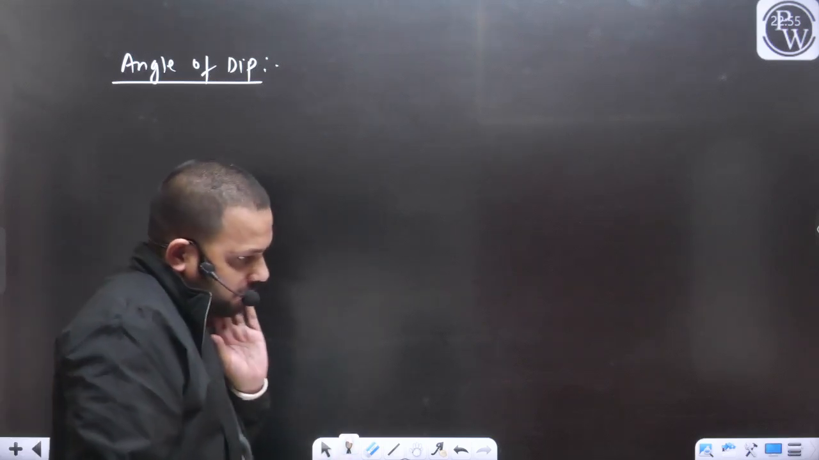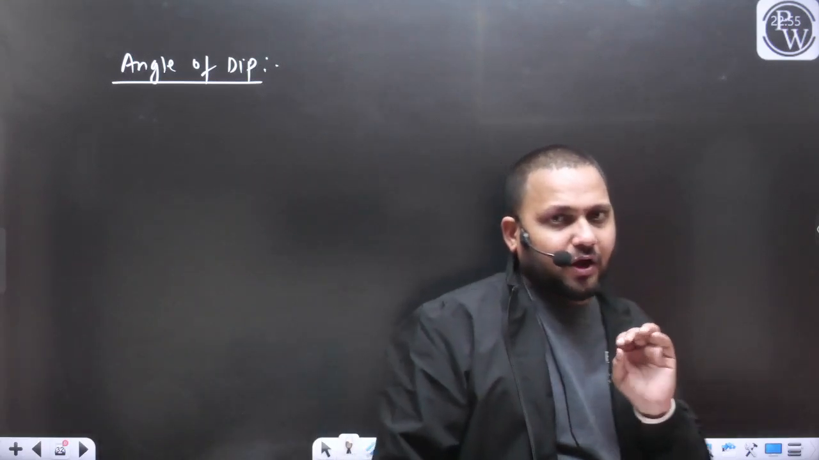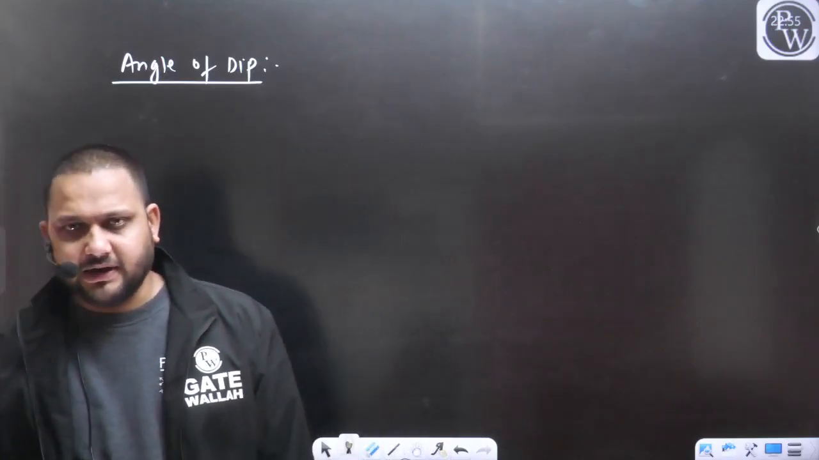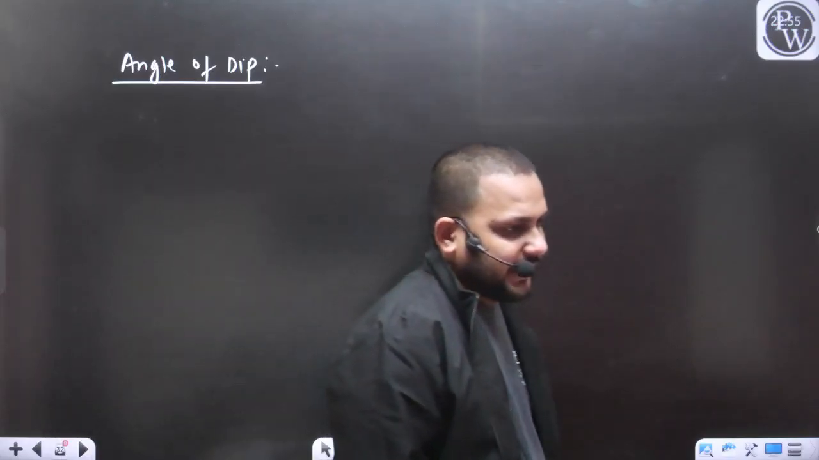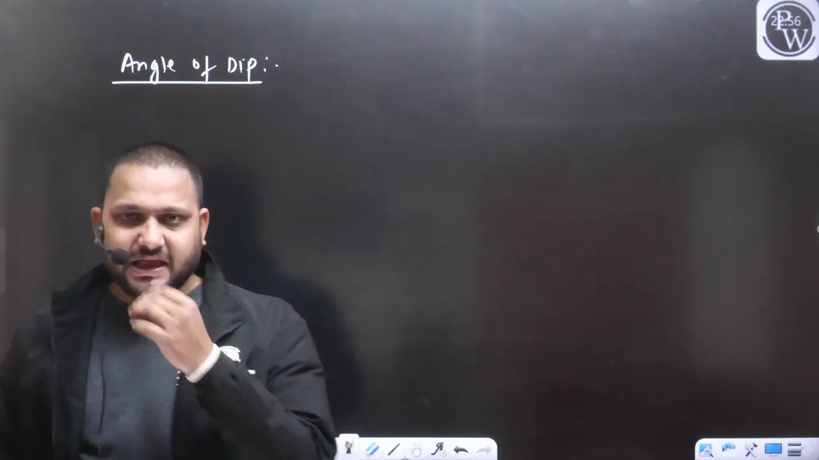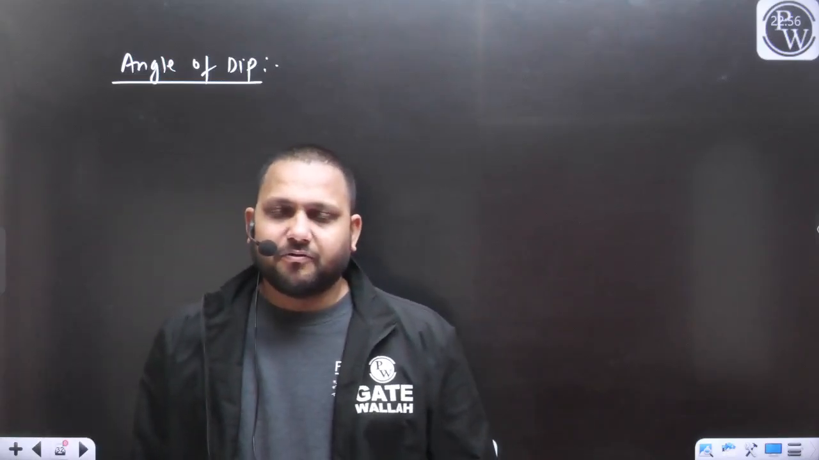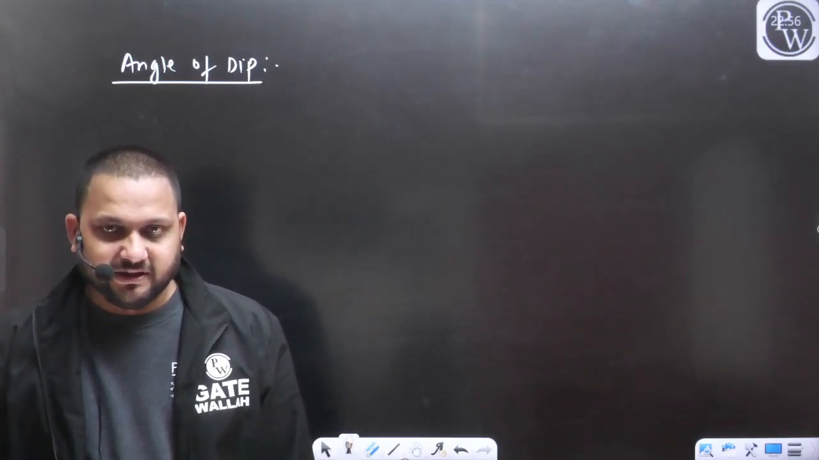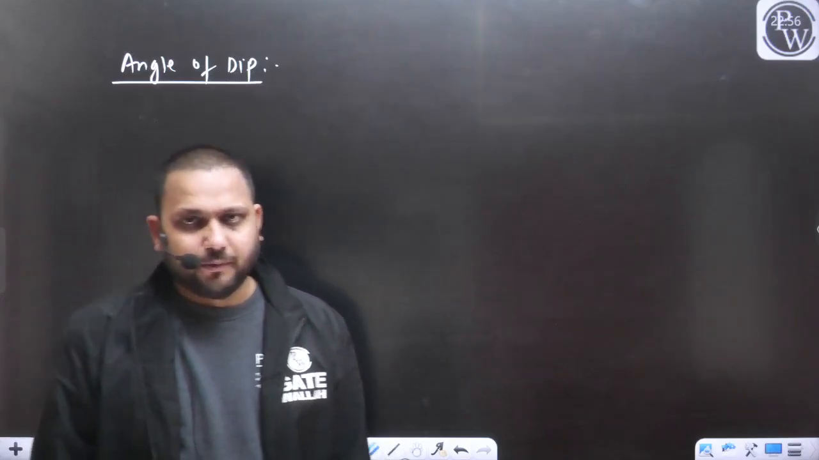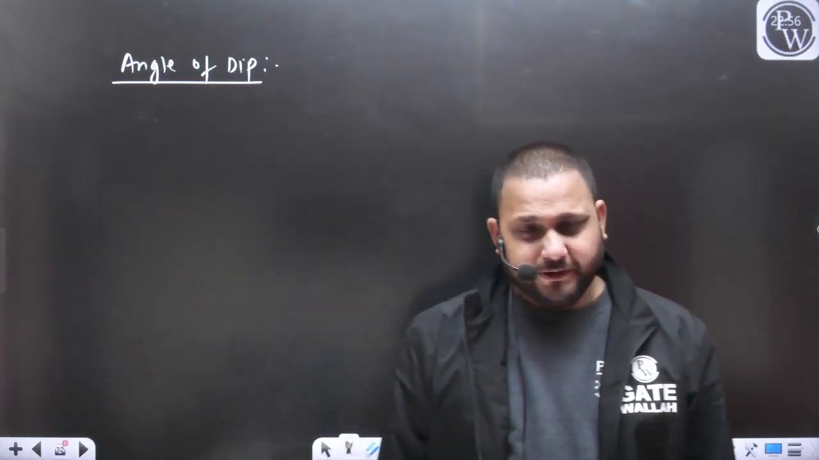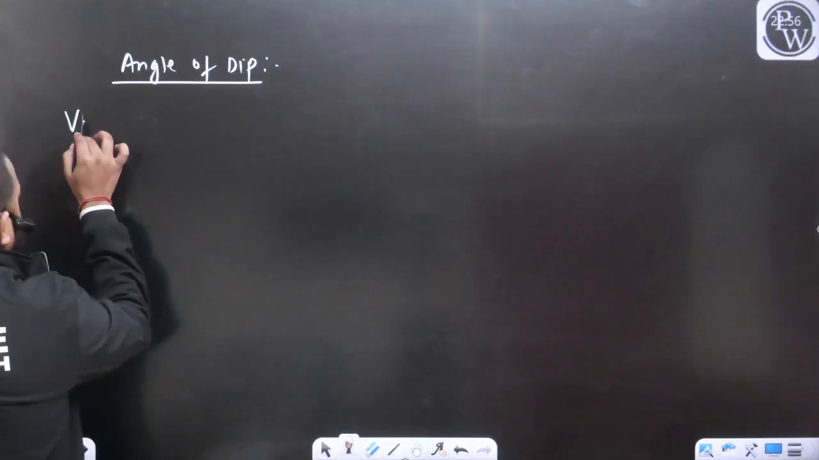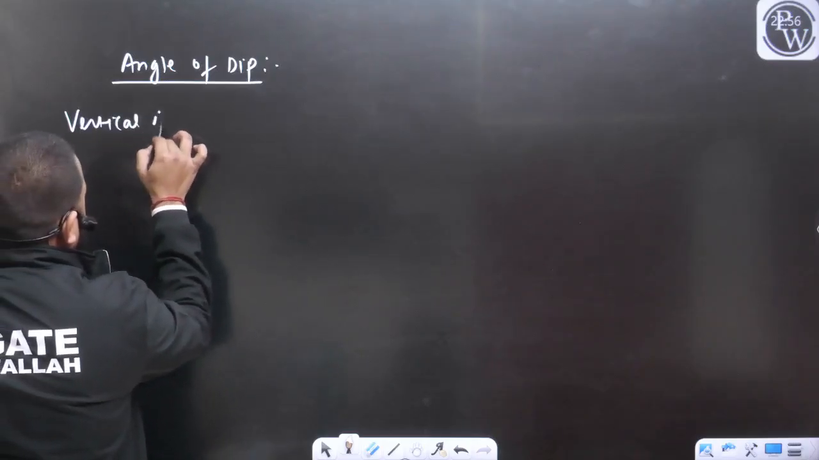Till now, we have majorly talked about the horizontal angle. Bearing was the horizontal angle. True bearing, horizontal angle. Magnetic bearing, horizontal angle. Magnetic declination, horizontal angle. For the very first time in compass surveying, we are going to talk about the vertical angle, and that is the angle of dip or angle of depression. Listen carefully. It is the vertical angle.